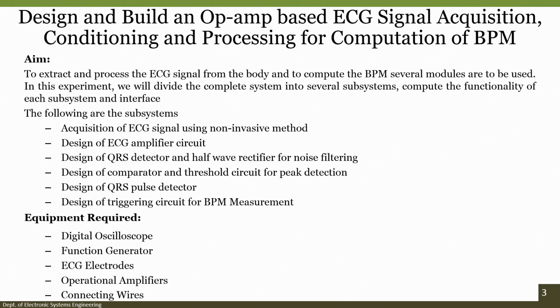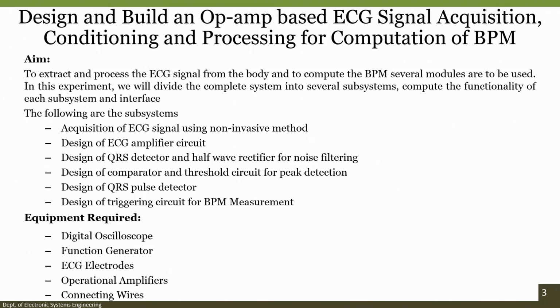So, the aim of this particular experiment, you can say, because we will also see in reality how we can design an electronic conditioning system consisting of acquisition, conditioning and processing in real time. Okay. So, we will see this as a part of the experiment. The aim is to extract and process the ECG signal from the body and to compute BPM. Several modules are to be used. In this experiment, we will divide the complete system into several subsystems and compute the functionality of each. So, the following are the subsystems.